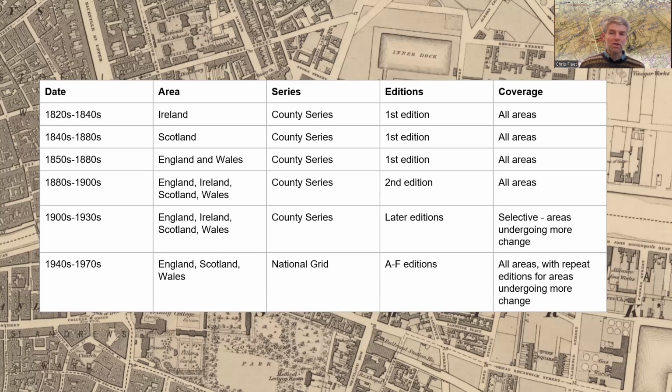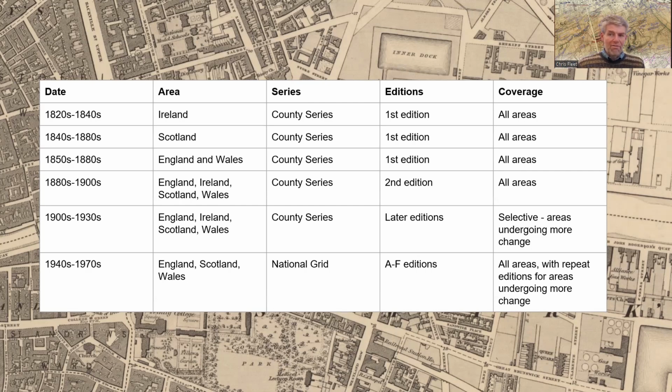Thereafter, for Ireland, Scotland, England, and Wales, there was a comprehensive revision of the larger scales, the most detailed maps for all areas between the 1890s and the 1900s. Thereafter, we see partial revisions for more built-up areas up to the Second World War. And from the 1940s, another comprehensive set of new maps based on national grid sheet lines extended over Britain.